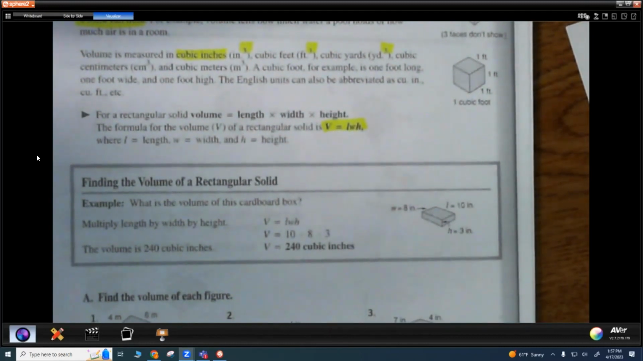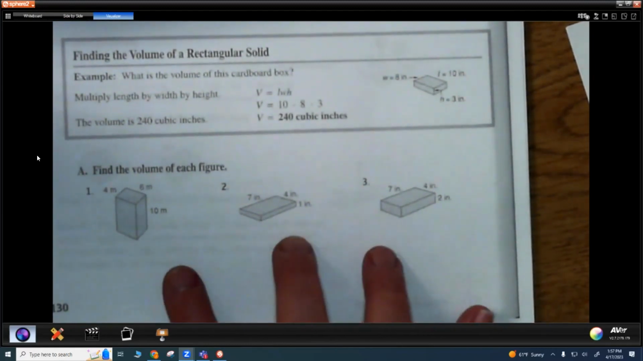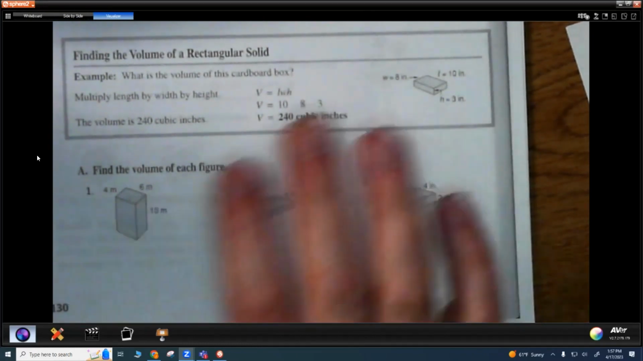Go ahead and find the volume of these three figures. Should go pretty quickly, and then we'll take a break.